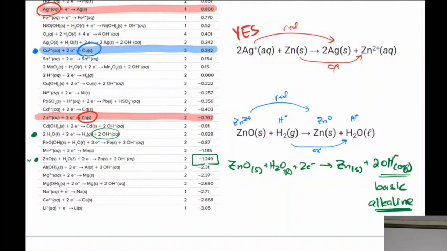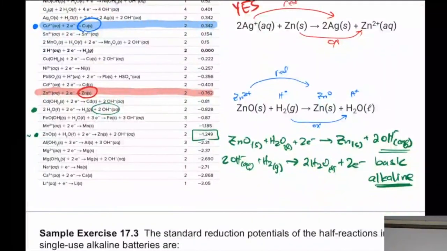Now, of course, it's being oxidized in this case, so we need to write it in reverse. That's going to be 2OH minus aqueous plus H2 gas goes to 2H2O liquid plus 2 electrons. Okay, and if we were to add these up now, we'll find that they add up to the equation that we want to characterize up there. 2OH cancels with 2OH, 2 electrons cancels with 2 electrons. What else cancels? Anything?